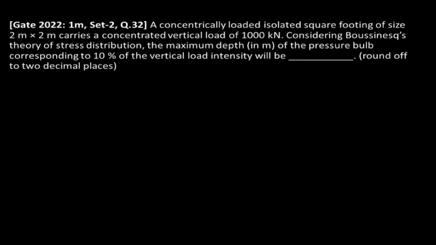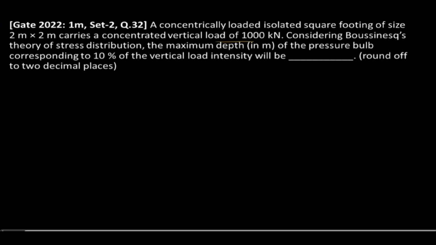If you see this question, they are given that a concentrically loaded isolated footing carries a concentrated vertical load of 1000 kilonewton. So considering Boussinesq's theory of distribution, they are asking us to find out the maximum depth of the pressure bulb corresponding to 10% of the vertical load intensity.